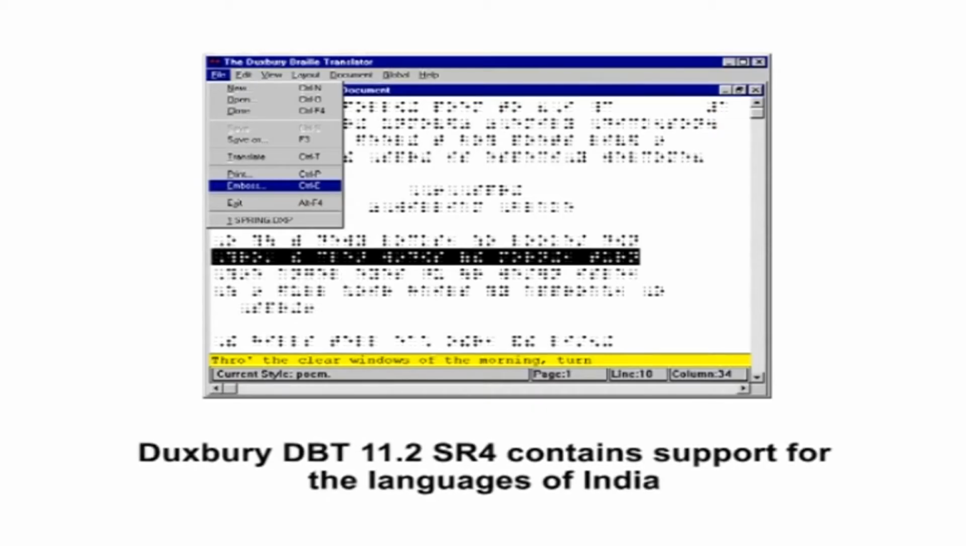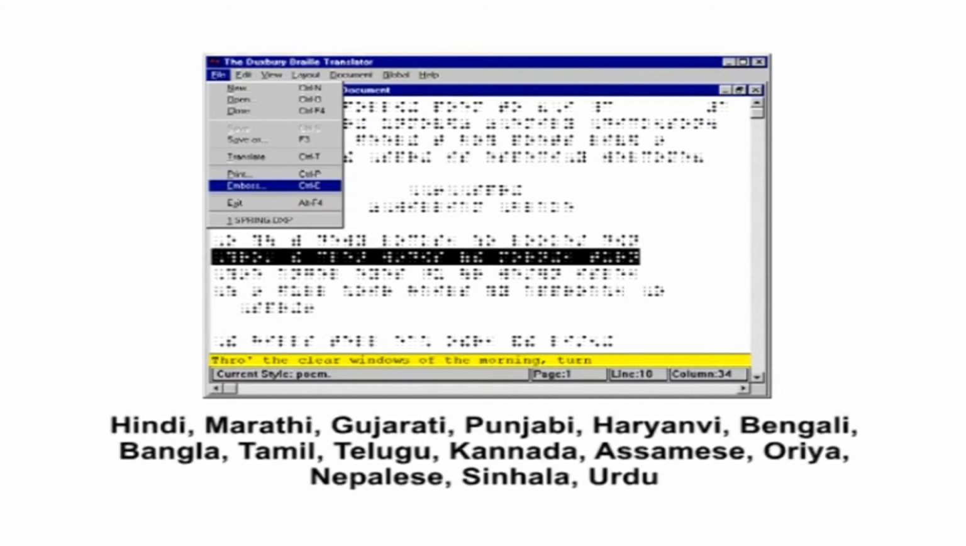Duxbury DBT 11.2 SR4 contains support for the languages of India, and includes all major languages including Indian languages such as Hindi, Marathi, Gujarati, Punjabi, Haryanvi, Bengali, Bangla, Tamil, Telugu, Kannada, Assamese, Oriya, Nepali, Sinhala, Urdu. It runs on 32-bit and 64-bit versions of Windows, supports all commercial Braille embossers, provides accurate contracted Braille format the way the user wants, localized into English, French, Spanish, German, Danish, Italian, Russian and others.